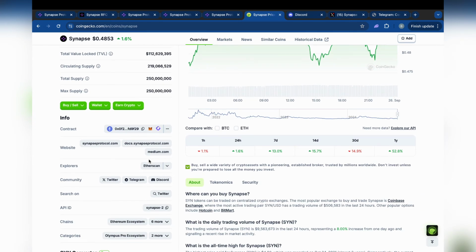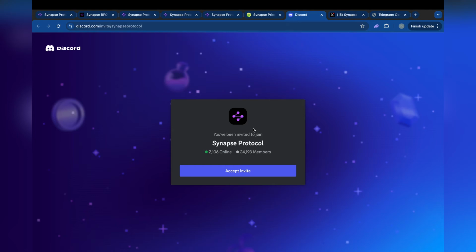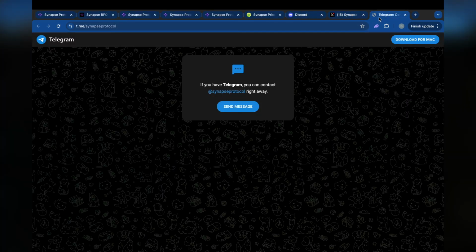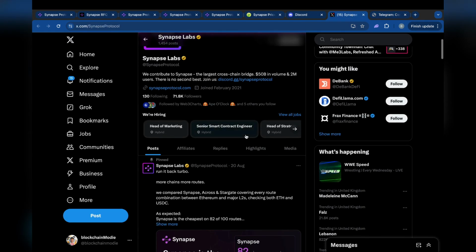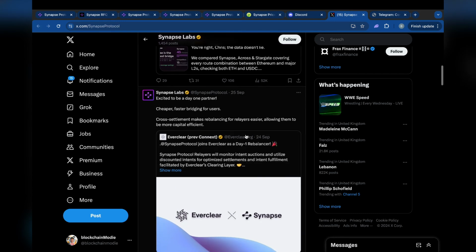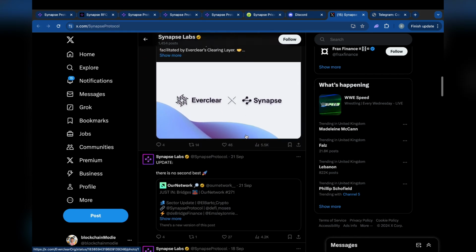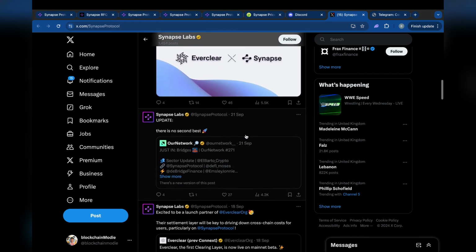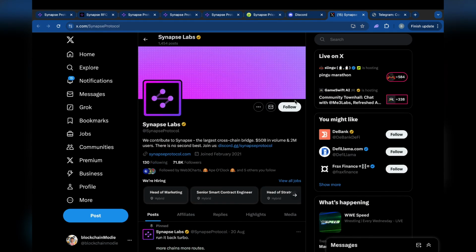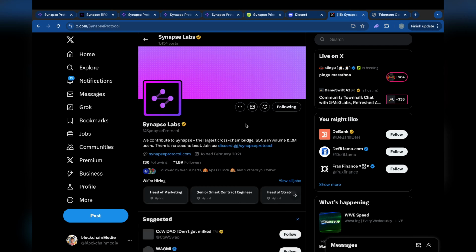Now, let's shift to their social media presence. Synapse has built an active community on X, formerly Twitter, and Telegram. I recommend checking out their channels for up-to-date announcements and community discussion. The team seems responsive, and there is a solid group of supporters who are enthusiastic about the protocol's growth. If you want to stay updated with the project, I definitely suggest following their channels, especially since they often announce new integrations and protocol updates.